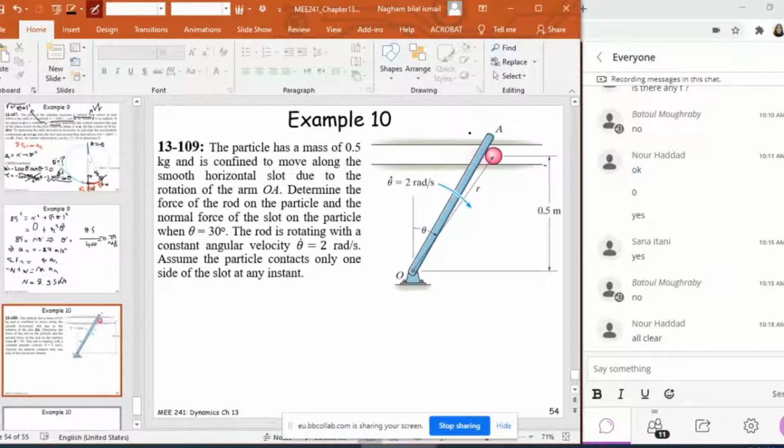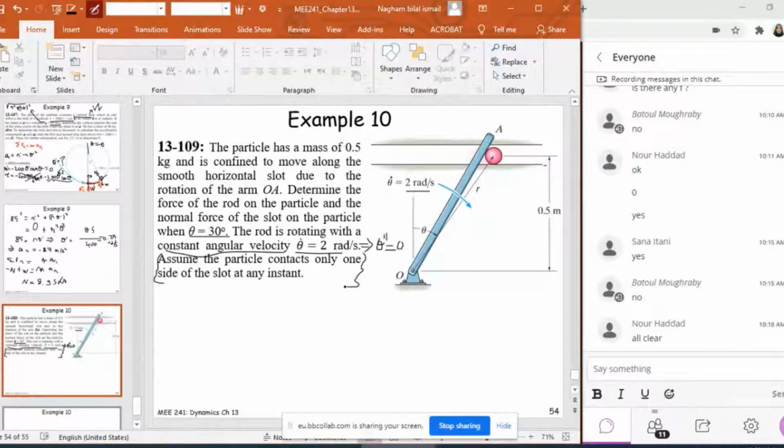Now, the rod is rotating with a constant angular velocity. Theta dot is equal to 2 radians per second. So I know theta is 30 at this moment, and at this moment theta dot is equal to 2 radians per second. In fact, at any moment, because this is a constant angular velocity. What does this mean? Theta dot is constant, means theta double dot is equal to 0, right? The angular acceleration is 0. I want to assume that the particle contact occurs along only one side. So I'm gonna, guys, get back to this sentence at the end of this problem.